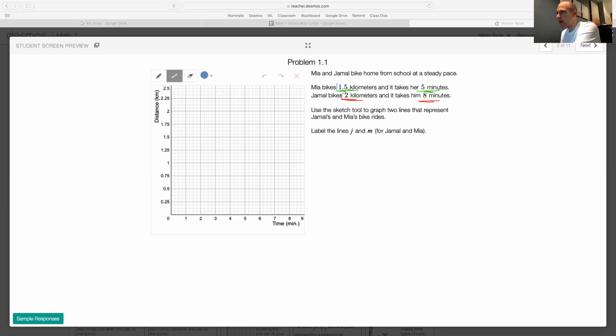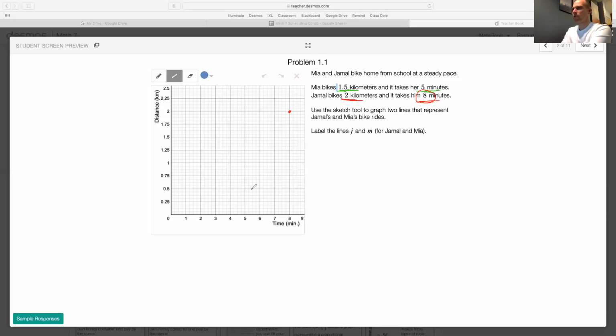So I'm going to grab this 8 here for 8 minutes. And I'm going to use that to go to 8 on the x-axis. And then I need to go up to 2 kilometers because that's how far he went in that time. So I can graph this point right here to represent at least some piece of Jamal's bike ride.